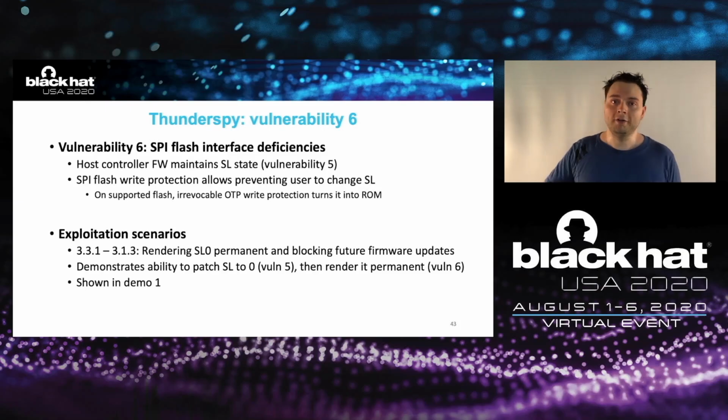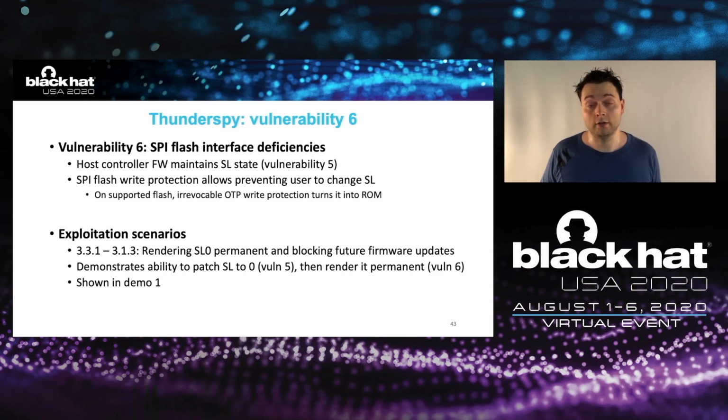So that's how we got to vulnerability 6, because, well, as an attacker, what you could do is exploit vulnerability 5 to override the Thunderbolt security to no security at all. And then you can simply turn the SPI flash into a read-only memory, thereby preventing the user from ever turning on Thunderbolt security again.